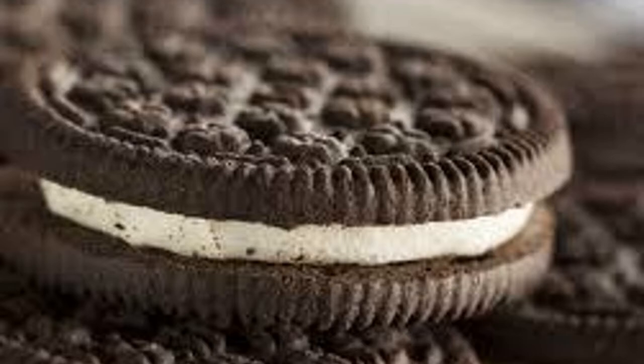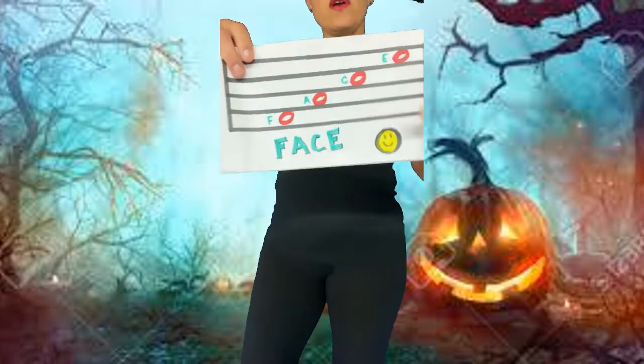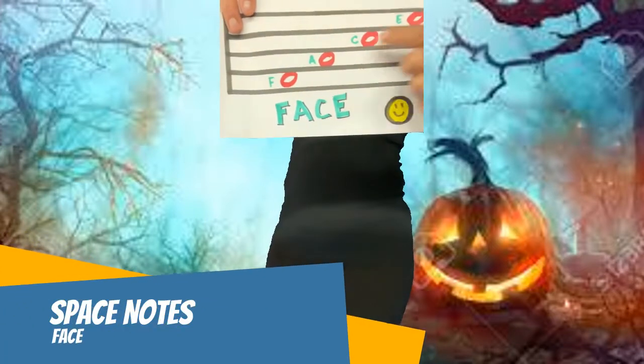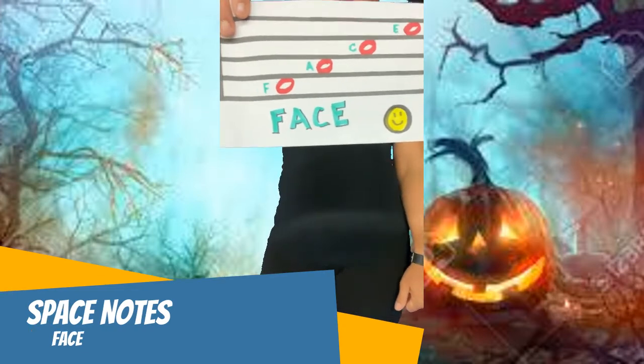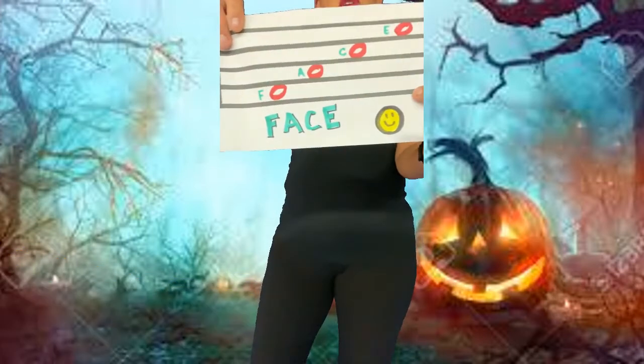Space notes, we have 4 different space notes. Boom, here they are. 1, 2, 3, 4. How do we remember the names of our space notes? We have to spell a word. Face, right, exactly. F-A-C-E, face. And in fact, face rhymes with space, so that's easy to remember. Okay, so those are our space notes, 4 space notes.